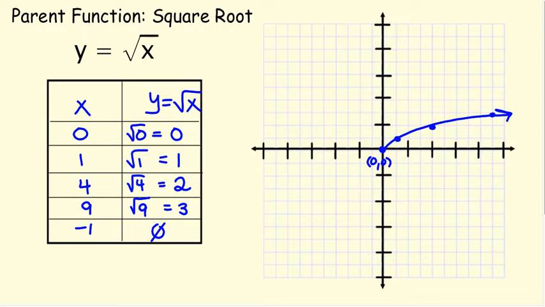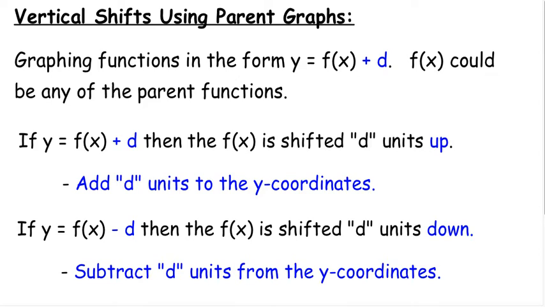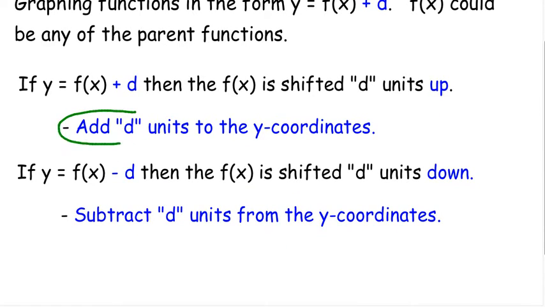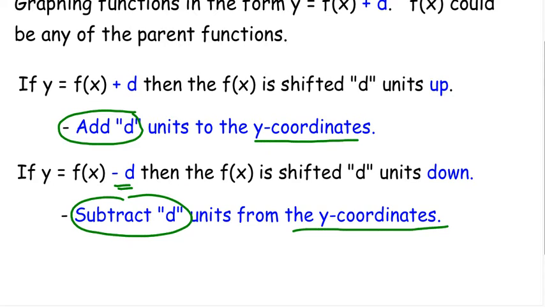Now we have taught you already the transformations. One of the transformations that exists is a vertical shift. Remember with a vertical shift, the addition or subtraction of d is going to move it up or down. If we add d outside the function, it affects the vertical axis, so we're going to move the graph up d units. It's going to affect the y coordinates. If we subtract d, then it's going to shift all the y values down. So we're going to subtract on the y coordinates.